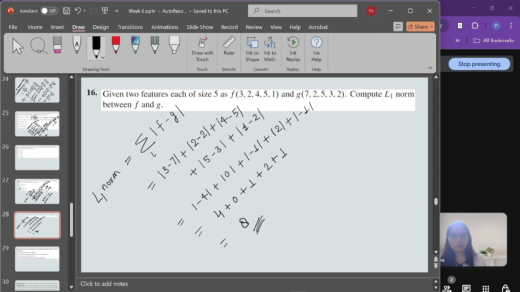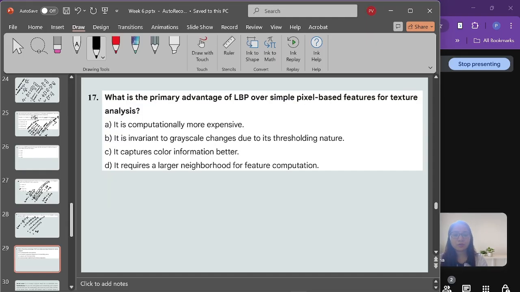I hope you have understood. So now moving to the next question. This question is based on theoretical concepts. The question is, what is the primary advantage of LBP over simple pixel-based features for texture analysis? The options are: it is computationally more expensive, it is invariant to grayscale changes due to its thresholding nature, it captures color information better, it requires a larger neighborhood for feature computation. So which option is correct?